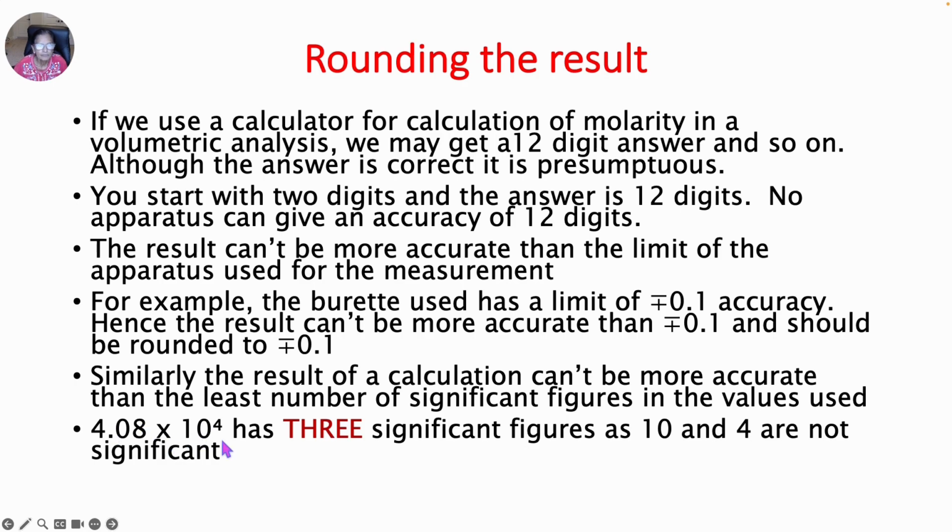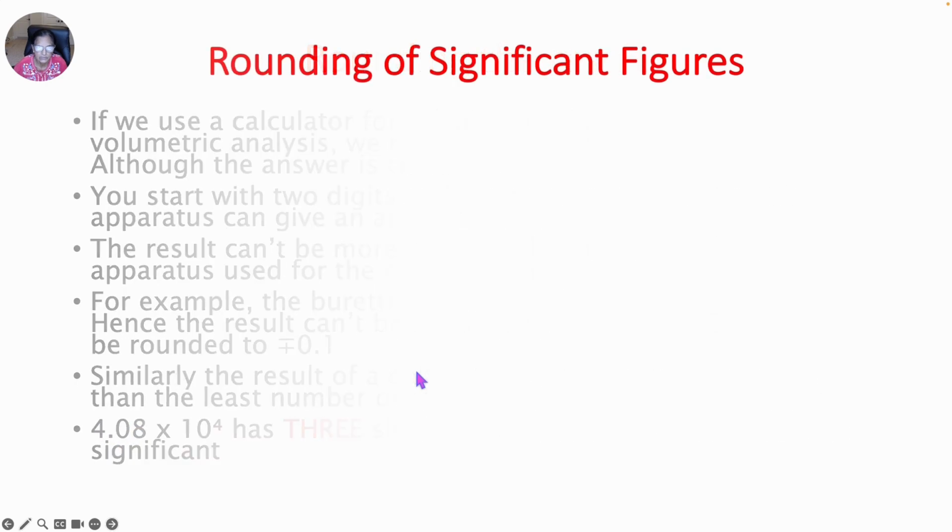4.08 × 10^4 has 3 significant figures, as the 10 and the 4 (the power) are not significant. If you write 10 to the power of anything, that will not be significant. Only the number is significant. So this has only 3 significant figures.